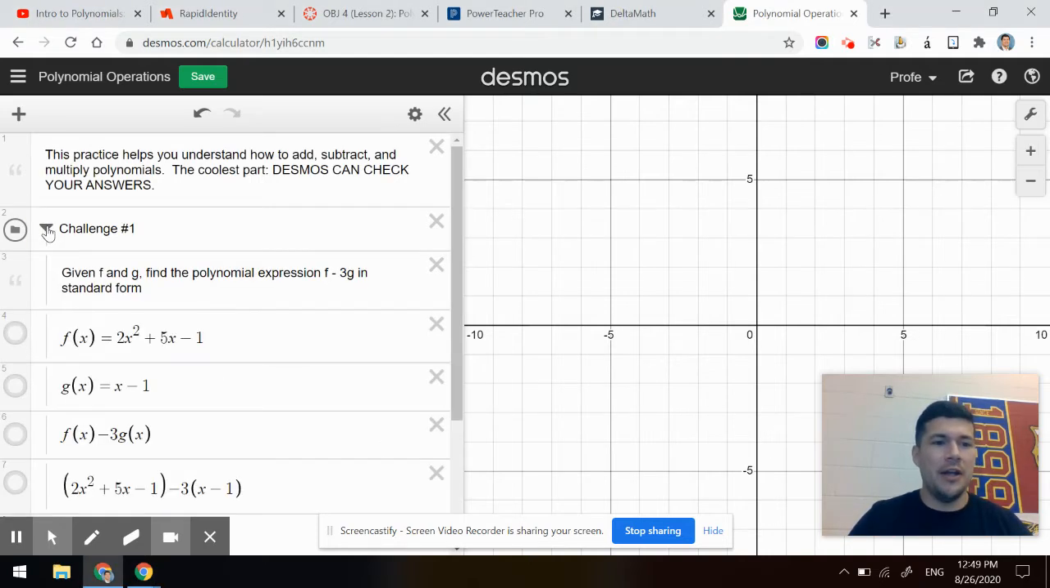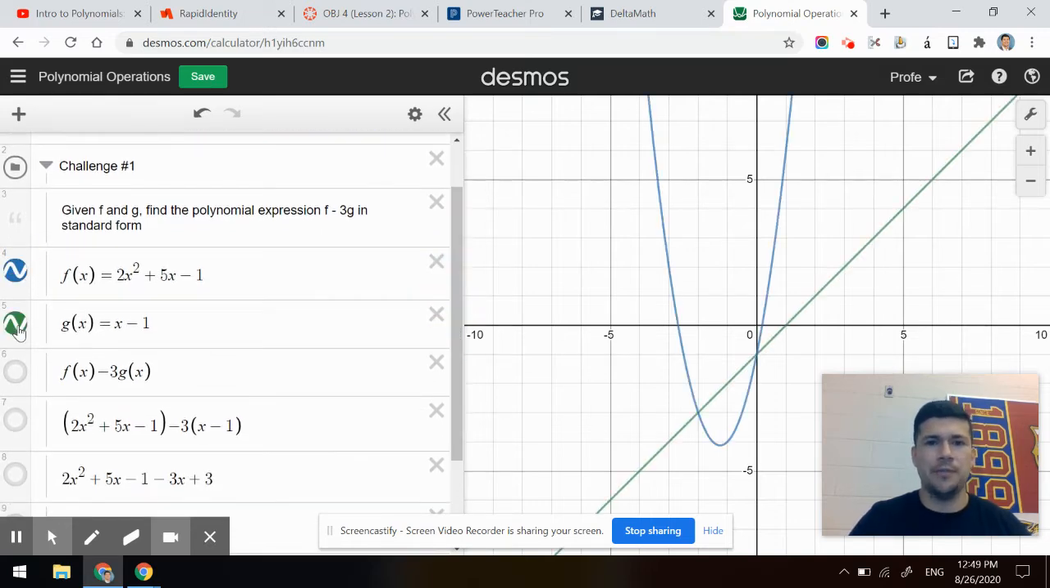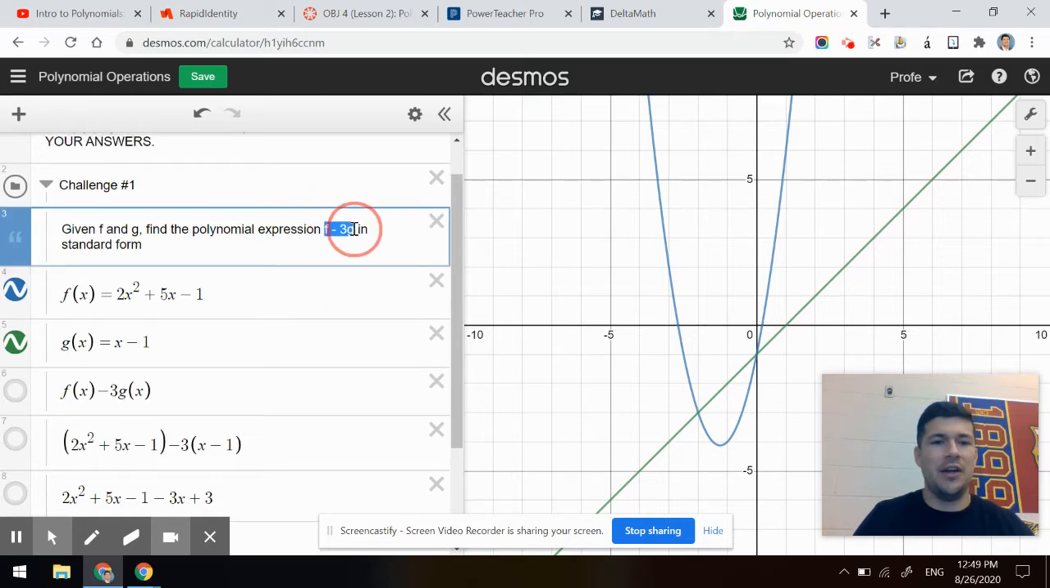Check this out. All right, let's say I have two functions. I have f of x, a quadratic function, and I have g of x, a linear function. Okay, so abstract question. What would be the value if I take the function f of x and I take away 3 times the function g of x? So the expression f minus 3g.